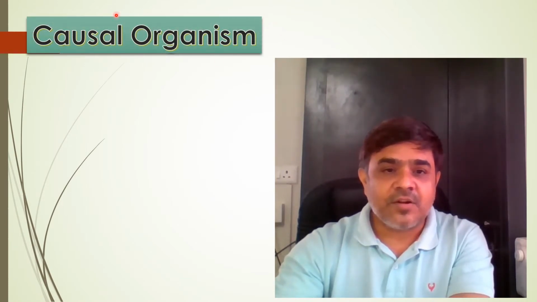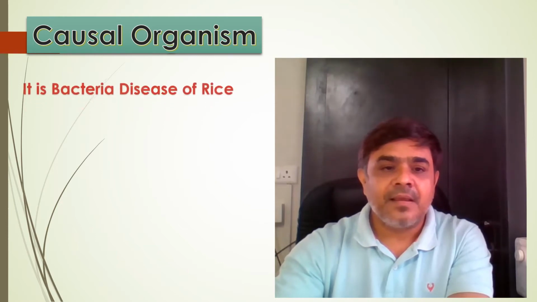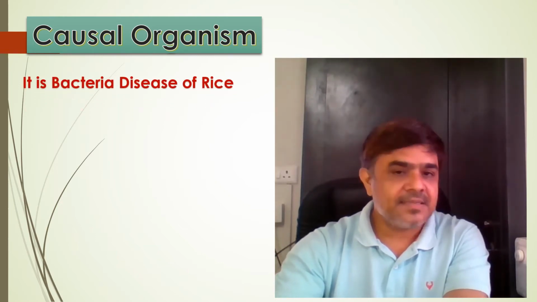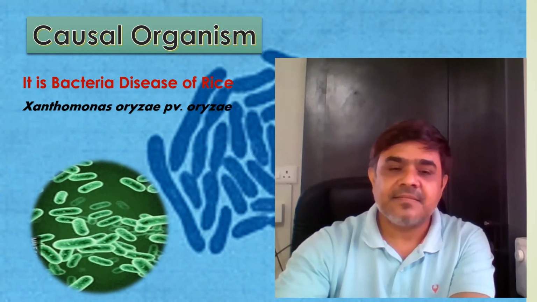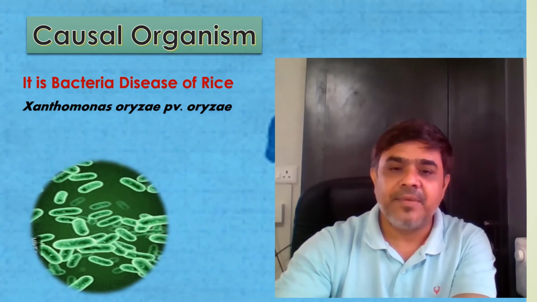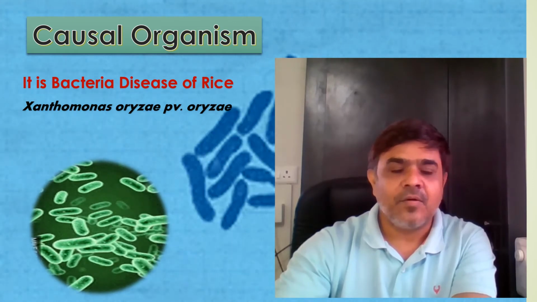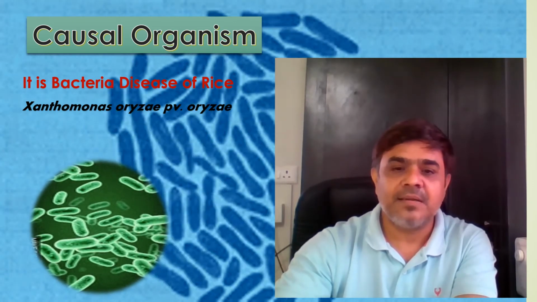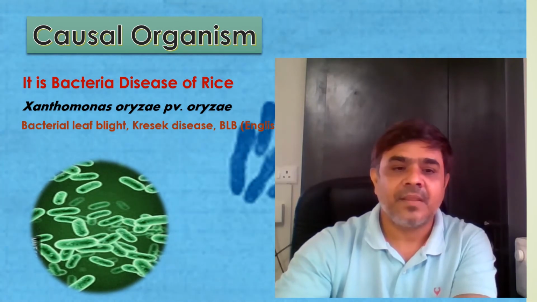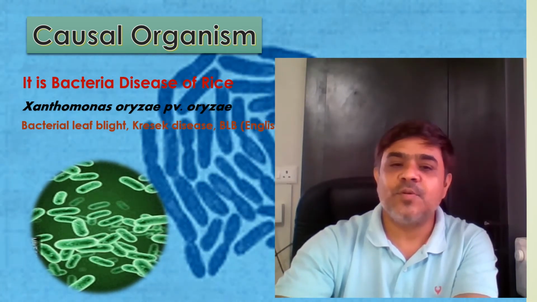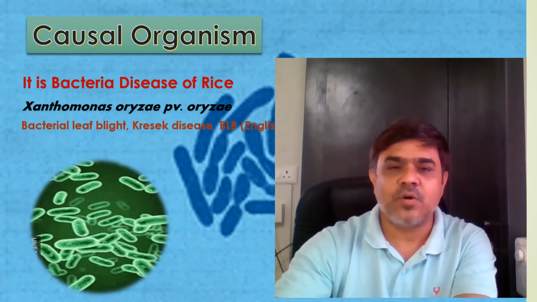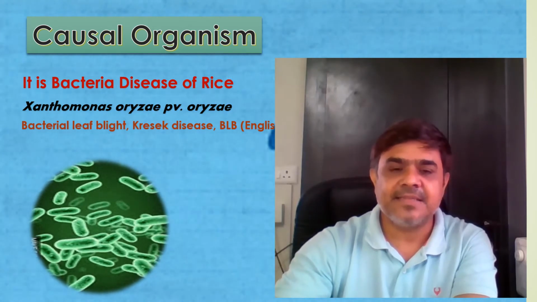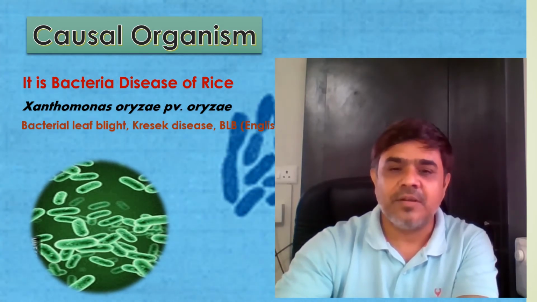Now, the causal organism of this disease. As we discussed already, it is a bacterial disease caused by a bacteria, Xanthomonas oryzae pv. oryzae, or you can say Xanthomonas oryzae pathovar oryzae. Bacterial blight is also known as Kresek disease, or BLB in short, bacterial blight in English, as well as Sukaro in Gujarati.